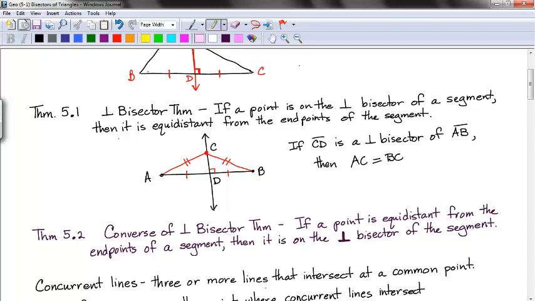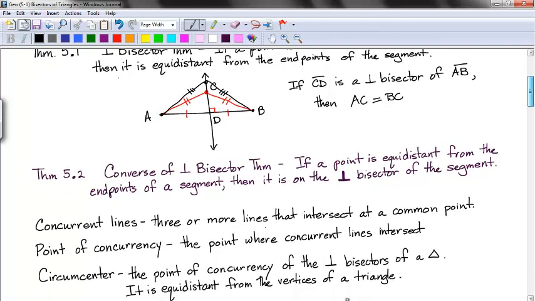Okay, if I picked a point D and put it up here, it would be equidistant, like this would be equal to this. That makes sense? So if CD is the perpendicular bisector of AB, then AC is equal to BC. Okay? And I've already marked it that way. Plus AD and BD are equal also.